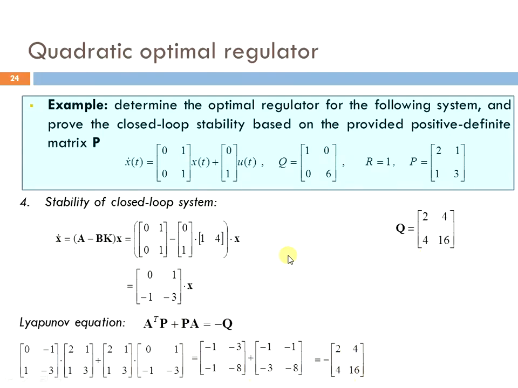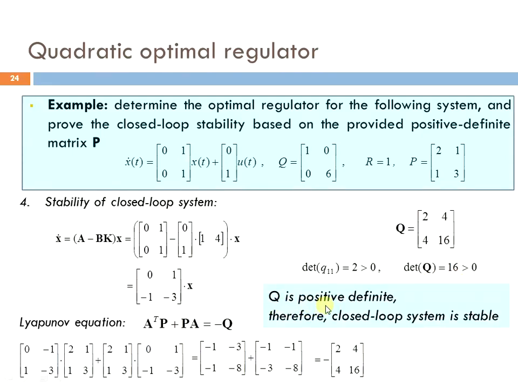Okay. So firstly, the determinant of the first term there is greater than 0, and the determinant of the whole matrix Q is also greater than 0. From this we conclude that since Q is positive definite, the closed loop system is stable. So this is the basic procedure for going about designing a quadratic optimal regulator.